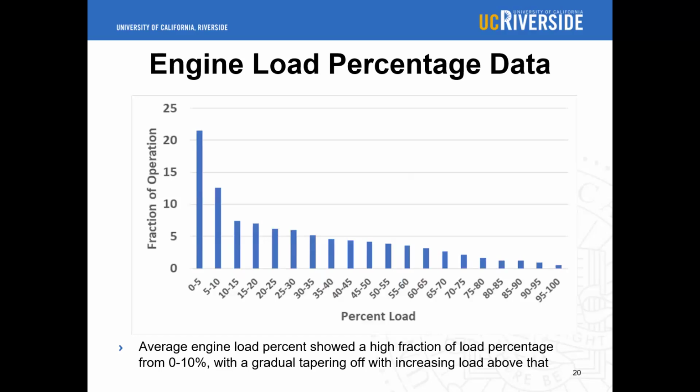Okay, so now we are looking at the fraction of operation on the y-axis as a function of the load percent in 5% load bins, going from 0 to 5 to 95 to 100% load on the right side. What you can see is that there is a lot of operation in this 0 to 10% range in terms of the percent load. Then as you get to higher loads, it steadily goes down as you get to the maximum load. Again, we're looking at this in terms of yearly averages, because we're looking at emissions inventories here.